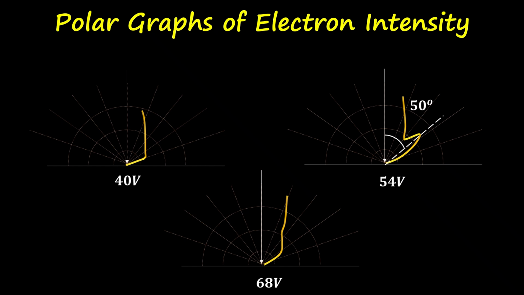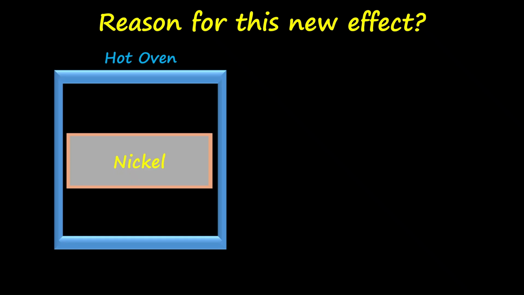So this pattern was something which was not expected, because they were expecting the electrons to be scattered in all directions. Here we have two important questions. First, what is the reason for this new effect? Second, why did it not appear until after the nickel was back?